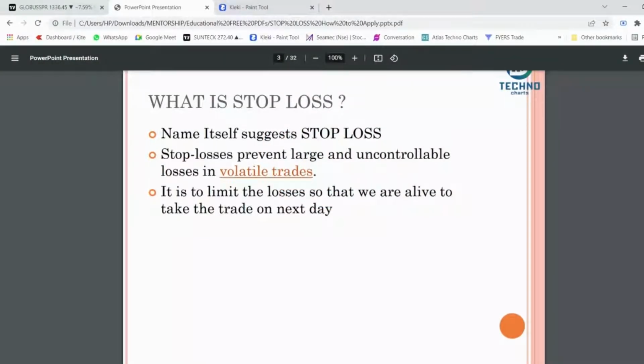And in today's video, I am going to talk about one of the most important topics of trading, and that is stop loss. So, what is stop loss? The name itself suggests stopping your losses. Stop loss will prevent large and uncontrollable losses in volatile trades. It is to limit the losses so that we are alive to take a trade on the next day.